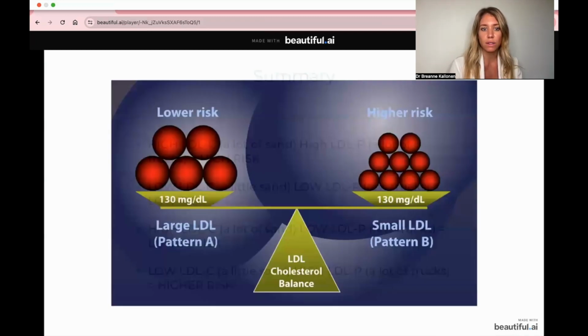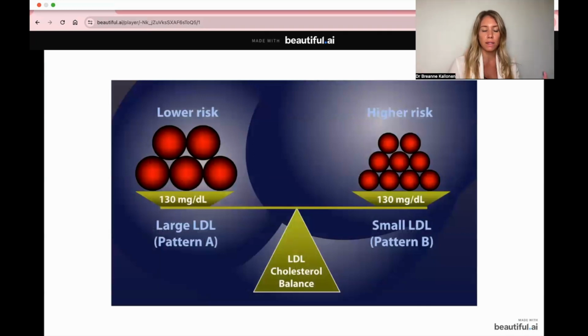This is my favorite slide. I really think that this summarizes everything. The same weight, so the scale is balanced. They have the same weight of cholesterol. If it's carried around in a lot of small particles, that is higher risk. Whereas if it's carried around in larger particles, less risk.